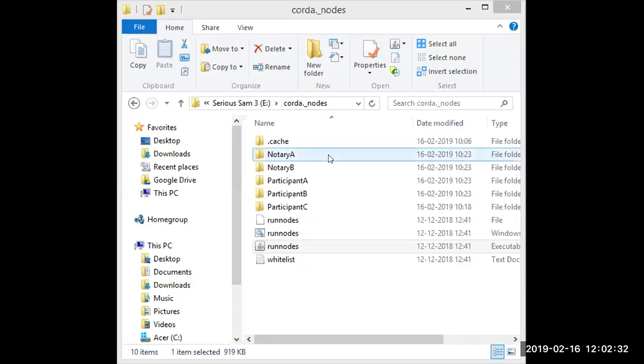So do you see something called Corda nodes here, right? Yes or no? Yep, yep.